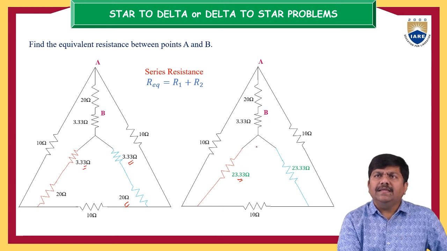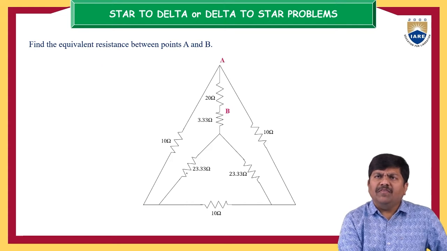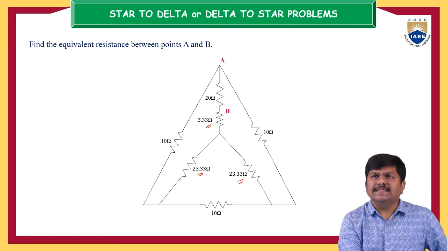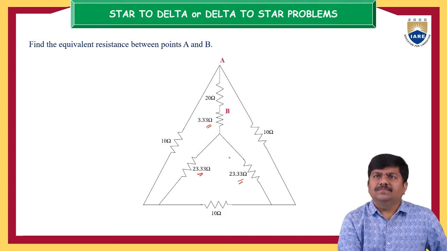Again there are two methods here. Finally, this is 23.33 ohm, this is also 23.33 ohm, and this is 3.33 ohm. These three resistances, 3.33, 23.33 and 23.33, appear like a star. This is one step. And second, this 23.33, 23.33 and this 10 ohm form a delta. So the first one is a star and the second one is a delta.